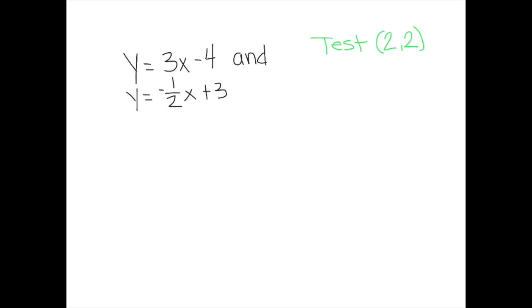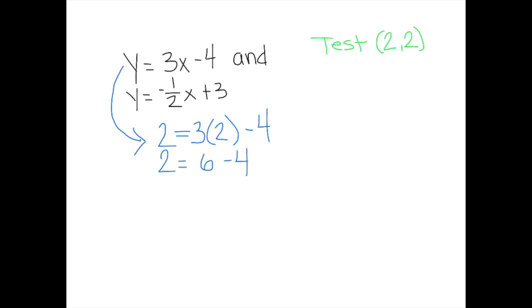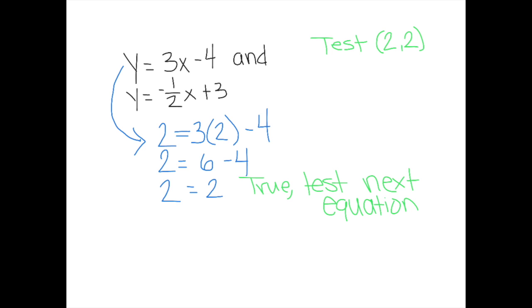We are going to use the same two equations that we used last time, only this time we are going to test the coordinate point (2, 2). Once again, every time I see an x and a y, I plug in a 2 and a 2, and then I simplify. On the first equation, once simplified, you get 2 equals 2, which is a true equation. So we go on and test our next equation.